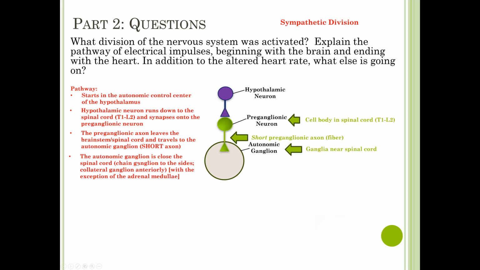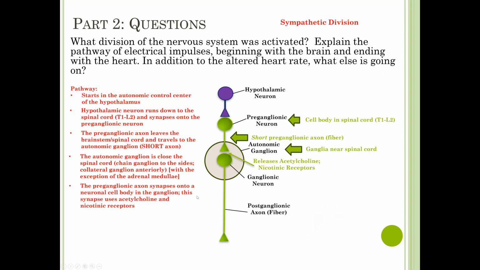There are chain ganglia, which are to the sides, each to the left and right side of the spinal cord, and collateral ganglia, which are just anterior to the spinal cord. The one exception in this case is the adrenal medullae, which is a modified ganglion that also is innervated by the sympathetic division. So the preganglionic axon is going to synapse onto this neuronal cell body in the ganglion. And this synapse, just like with the other division, is going to release acetylcholine, and you're going to have nicotinic receptors on the postsynaptic membrane.